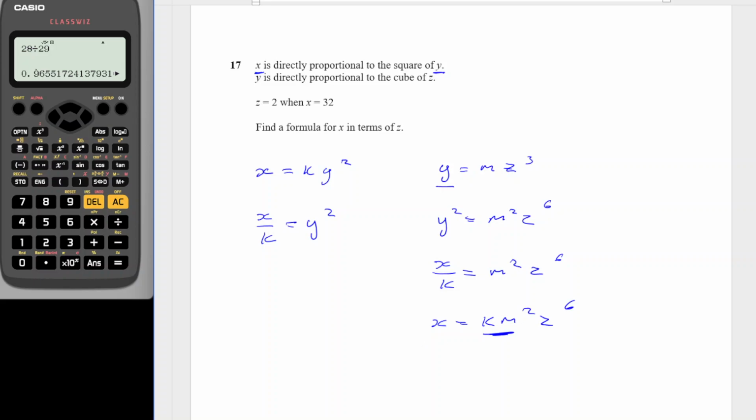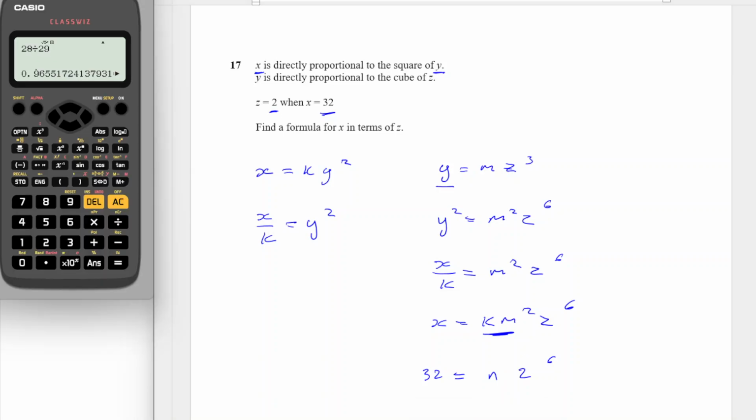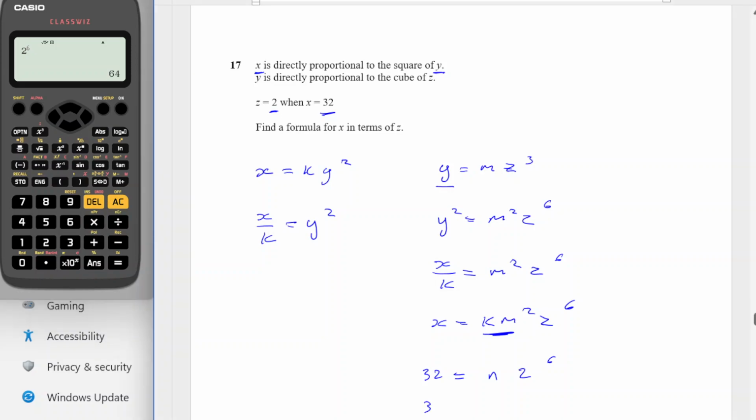That's just a constant, so we don't really need to worry about the k and the m's. If we go straight to this then, 32 is going to be equal to a constant, which I'm now going to rename n, times 2 to the power 6. 2 to the power 6 is going to be 64. So 32 is going to be equal to n times 64.